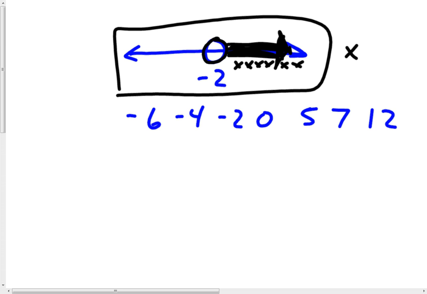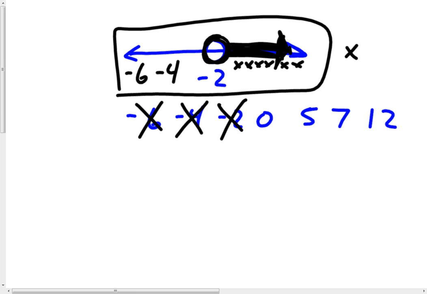Can negative 2 be the answer with an open circle? If it's open, it's not part of the answer. So cross it out. That's not what we want. Where is negative 4 on the number line? To the left or the right? Left. So put negative 4 in here. Put negative 6 over here. Is this part of the answer? Is that where this arrow is? No. Cross those out.